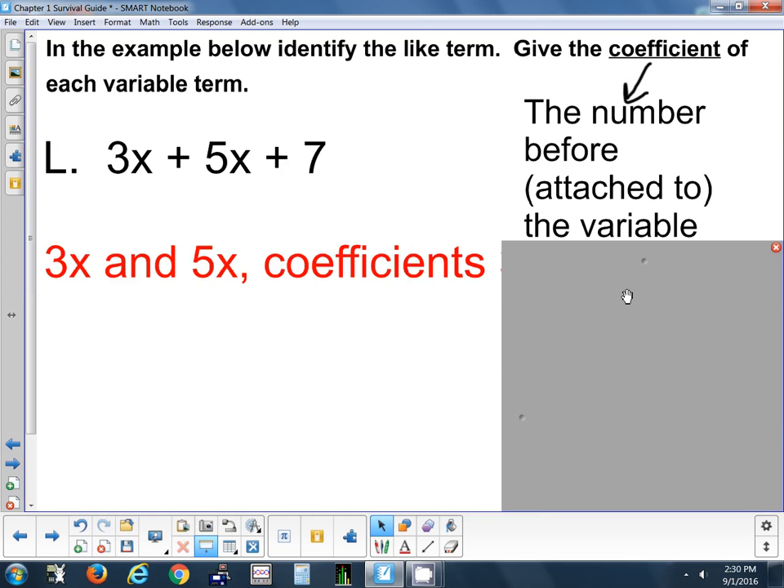Now, coefficients. Emma, what'd you get for your coefficients? Remember, the number attached or the number before the variables. So what numbers are attached to the x's? 3 and 5. That's all we needed for this one. So 3x and 5x were your like terms, and the coefficients were 3 and 5. How come 7 is not a like term? Doesn't have an x, perfect. And these guys aren't like it because they're not just numbers, they're variables.